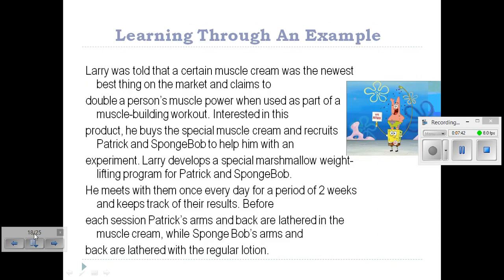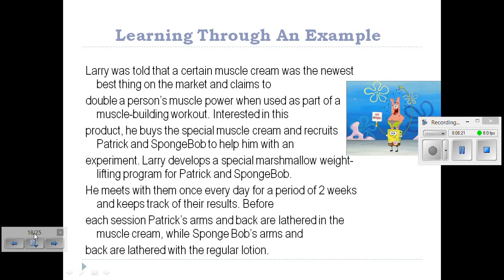So let's look at the example again. Here we're talking about Larry again. He was told that a certain muscle cream was the newest best thing on the market and claims to double a person's muscle power when used as part of a muscle building workout. Interested in this product, he buys the special muscle cream and recruits Patrick and SpongeBob to help him with an experiment. Larry develops a special marshmallow weightlifting program for Patrick and SpongeBob. He meets with them once every day for a period of 2 weeks and keeps track of their results. Before each session, Patrick's arms and back are lathered in muscle cream, while SpongeBob's arms and back are lathered with regular lotion.